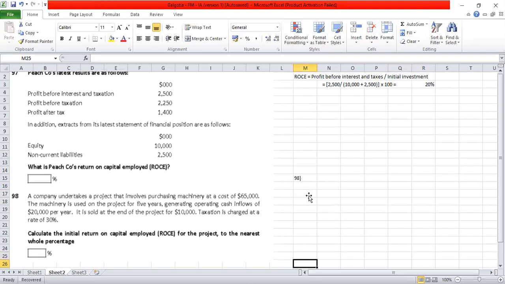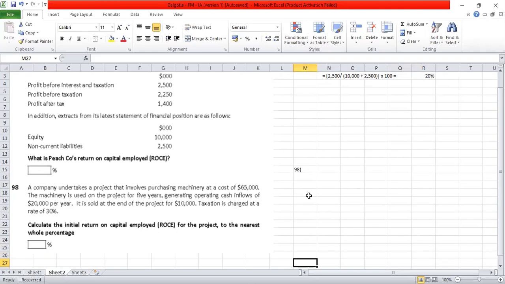Question number 98. The company undertakes a project that involves purchasing machinery at a cost of 65,000. The machinery is used on the project for 5 years, generating operating cash inflows of 20,000 per year. It is sold at the end of the project for 10,000. Taxation is charged at a rate of 30%. Calculate the initial return on capital employed for the project to the nearest whole percentage.